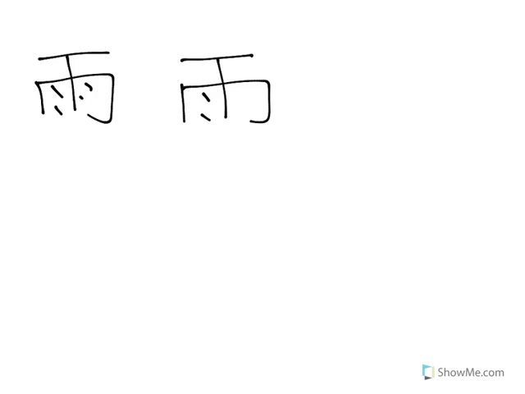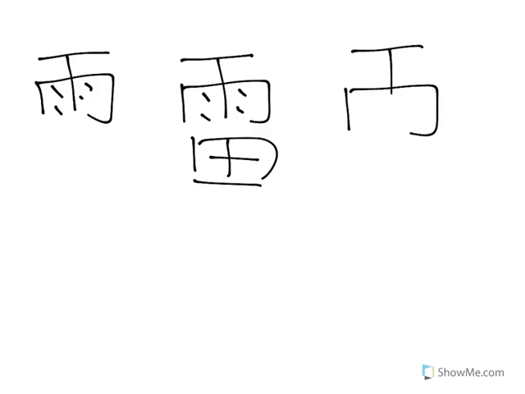We have a number of weather patterns on this page that are all written similarly. So I'm just going to differentiate them for you here really quickly. This is 雨, which is rain. This is 雷, second tone, which is thunder. And this is 雪, which is snow.